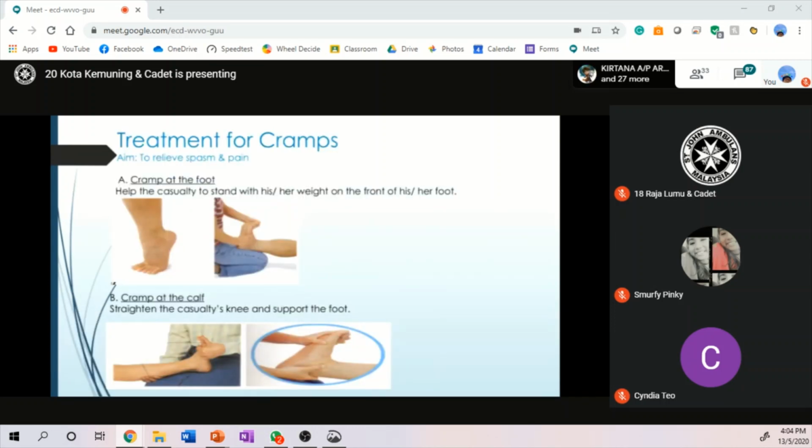Okay, this is the treatment for cramps. For the first aider, they will use this to treat the cramp patient, usually after the marathon run. For cramp at the foot, you need to help the casualty to stand with his weight on the front of the foot, like the second picture.